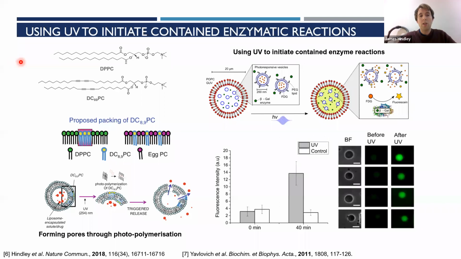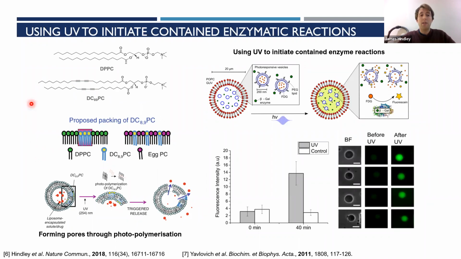So here we can see two lipids. There's DPPC, which is a saturated phospholipid, and importantly, at room temperature, it forms very rigid membranes. And if we combine that with a light-responsive lipid, DC89PC, in each of the hydrocarbon tails of this lipid we see this dialkyne functional group. And so, if we combine these two lipids together, what we get is a phase separation between them.